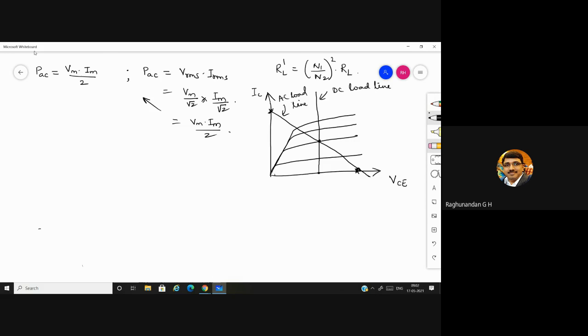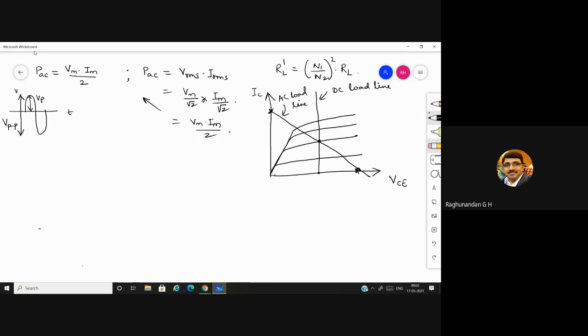Now, when you consider a signal like this, what do you call this voltage? This is voltage, this is current. What do you call this voltage? It is known as peak voltage. Then what do you call this voltage? Peak to peak, sir. Yes, it is peak to peak voltage.